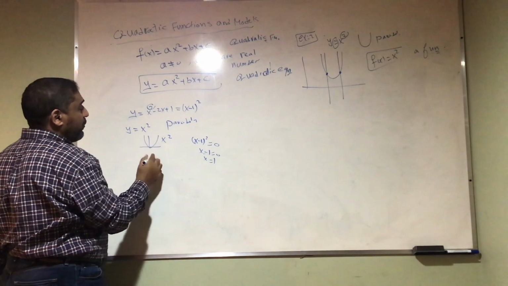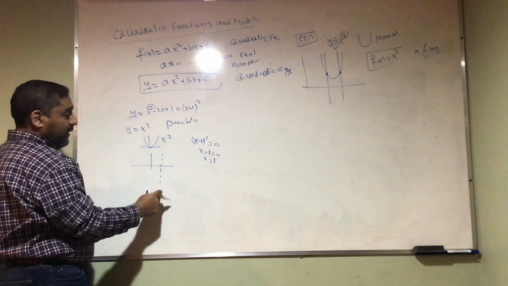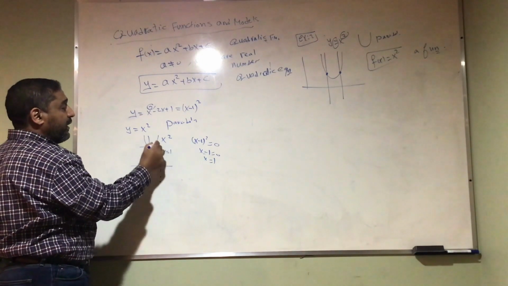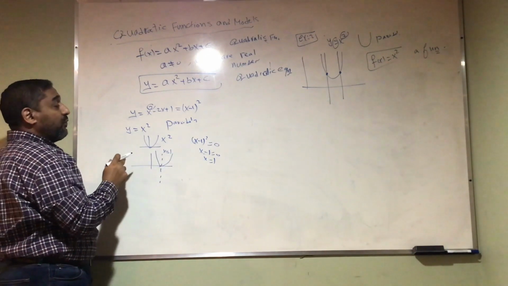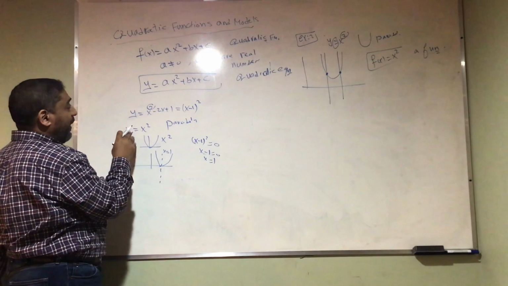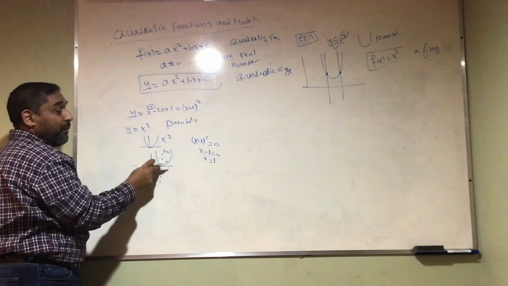Which means you do some shifting of the graph. I come to 1 here and make a vertical line, that's x equals 1. Then I shift the graph. It will be like this. So it turned out the graph of any quadratic equation is nothing but a parabola like this.